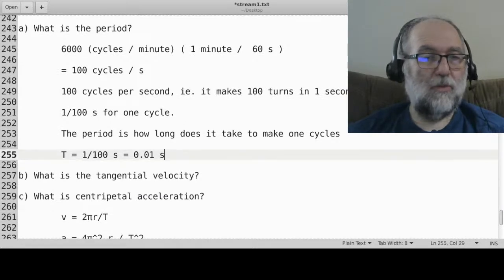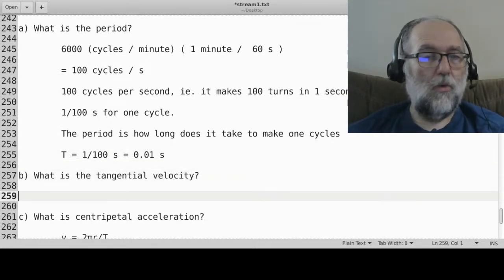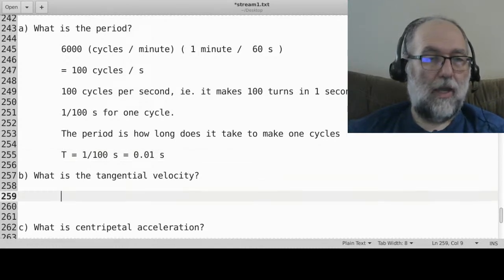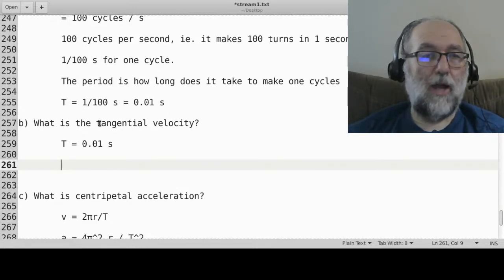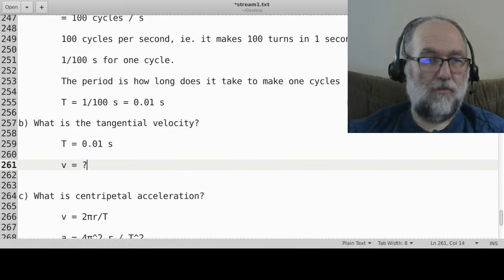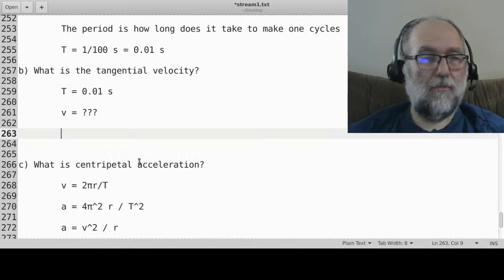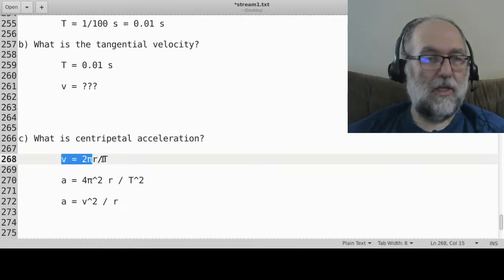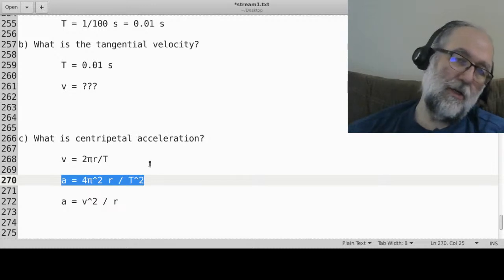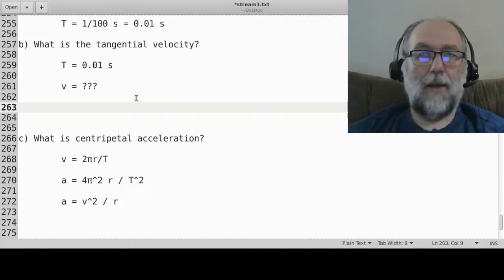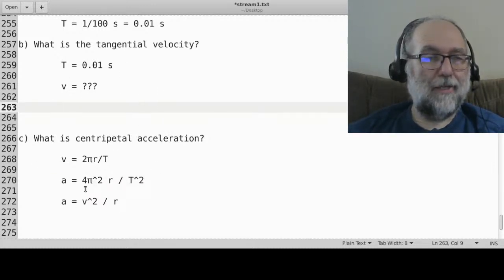The next one is, what is the tangential velocity? Well, we have to look at what we have. We have the period, T is equal to 0.01 seconds, and what I want to find is the tangential velocity. So if you look at the formulas here, you want to find v. You can either use the first one or the third one. The second one doesn't help because it doesn't have v in it.